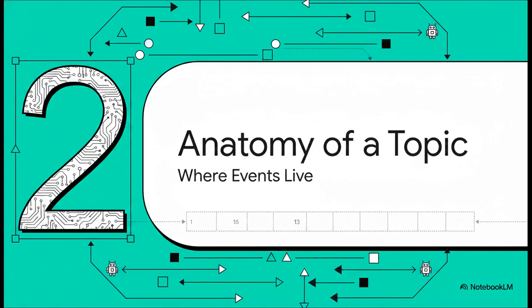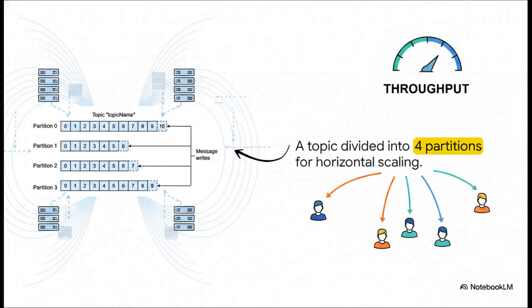Moving on to Section 2, Anatomy of a Topic. Let's see where these events actually live. So, a topic in Kafka isn't just one giant endless bucket. It's actually broken down into smaller parallel partitions. And this is key because these partitions are spread out across multiple different brokers, which allows Kafka to scale horizontally. Because it's split up like this, multiple consumers can read from different partitions at the exact same time, which just drastically increases your overall throughput.